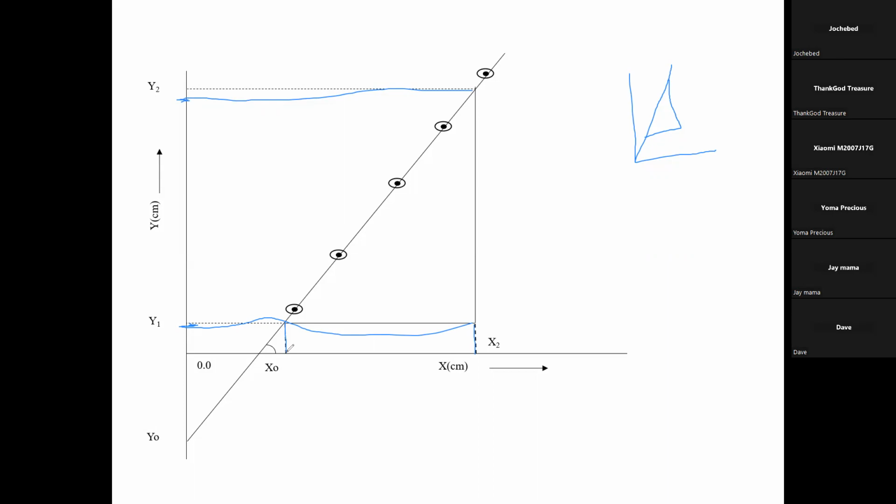Okay, it's clear now? It's clear, yes. The highest value is the y2, while the least value is your y1 on your y-axis. The highest value on your x-axis here is your x2, while the least value there is your x1.